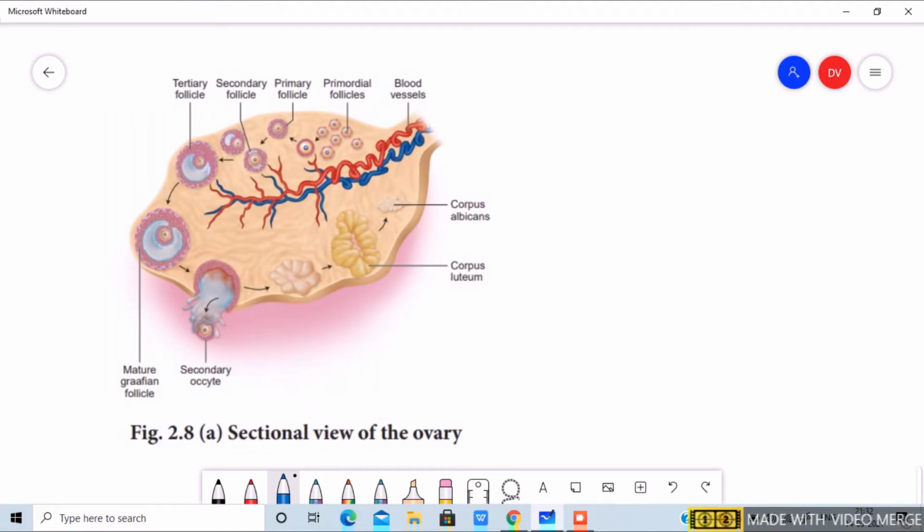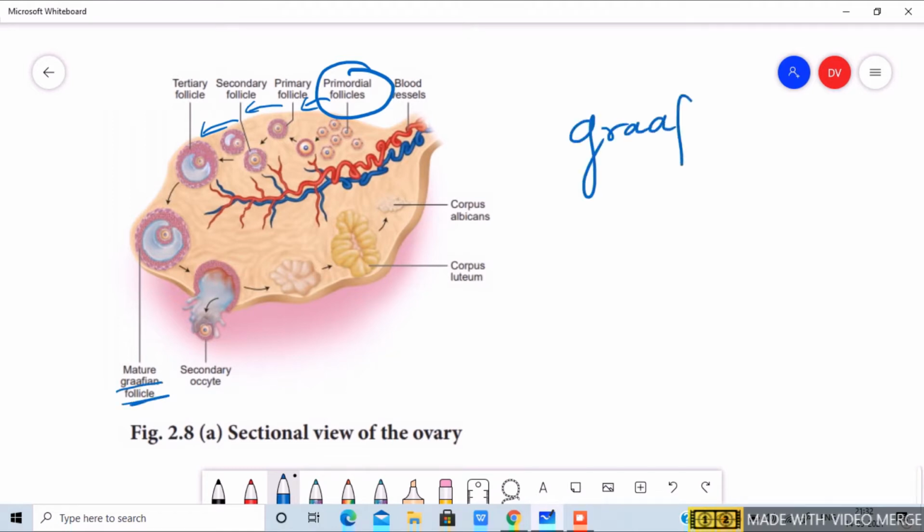You can see something called primordial follicles. Follicles mean the egg along with the follicular cells. Then it is developing into primary follicle. Primary follicle is developing into secondary follicles, secondary into tertiary follicle, and the completely matured follicle we call the Graafian follicle.